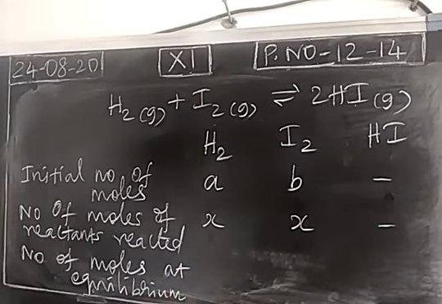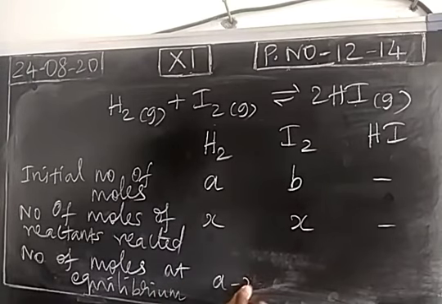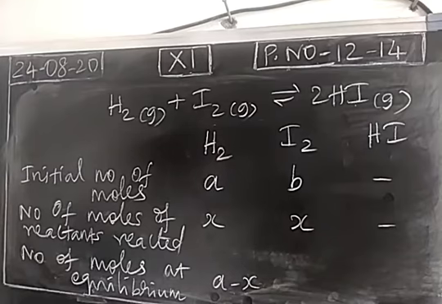So in the equilibrium mixture, we will have both reactant as well as product. So number of moles at equilibrium, right? How much mole of reactants and products are present at equilibrium condition? So remaining A minus X. Initial number of moles A, from which X mole is converted into the product. So remaining A minus X mole of hydrogen will be in the equilibrium mixture, right?